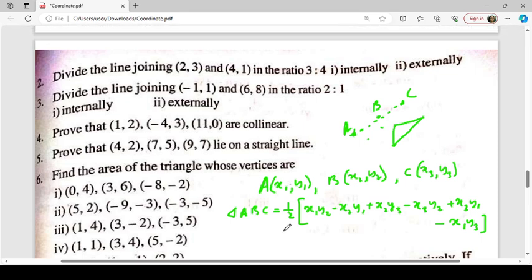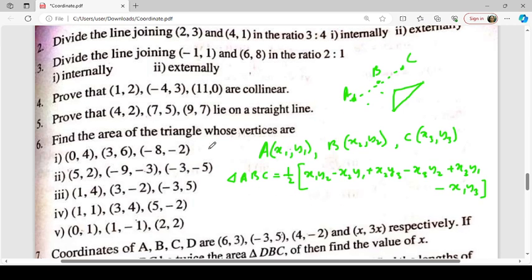So to prove that 3 points are collinear, either we can find the distances between A and B, B and C, and A and C, and add the shorter segments. If it is equal to the longest one, then they are collinear. Or we can find the area. So in two ways you can do it.